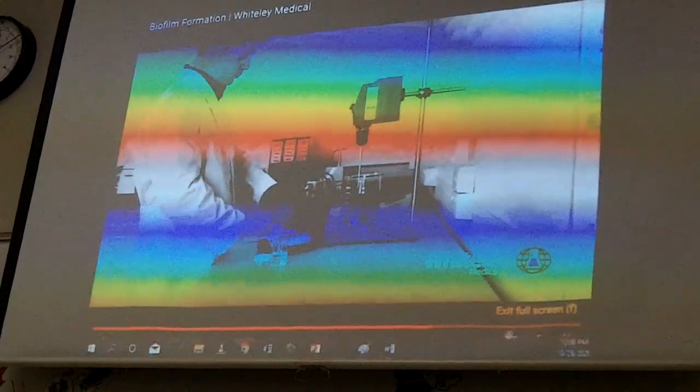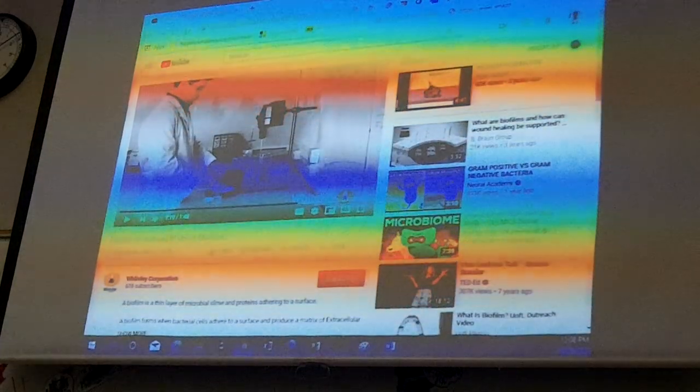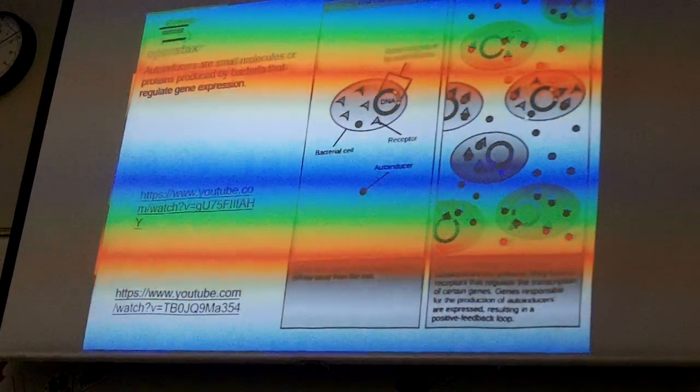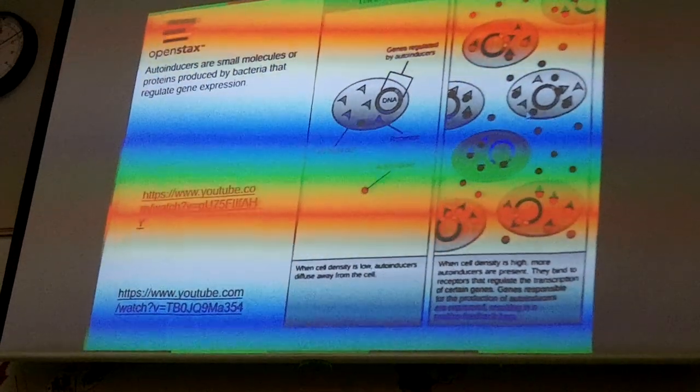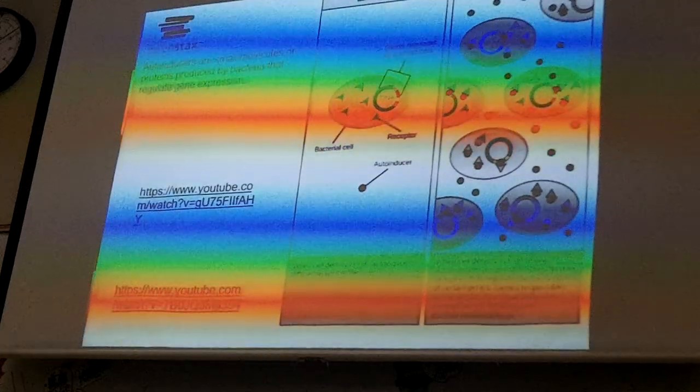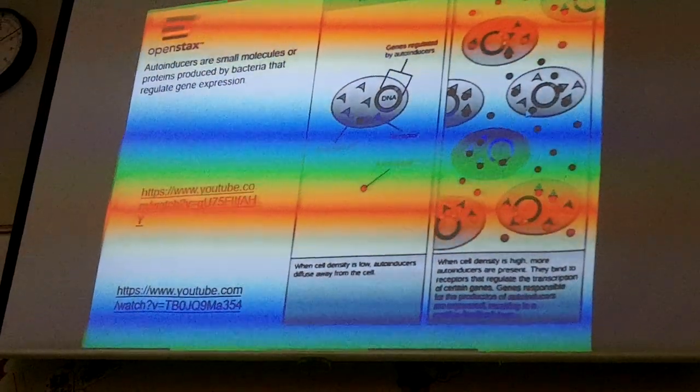So, that wasn't a video though. It wasn't an ad. Lots of bacteria living together form a biofilm. That's what plaque is on your teeth. It's a whole bunch of bacteria living together, communicating with one another, making important enzymes that are needed when they're in high numbers.